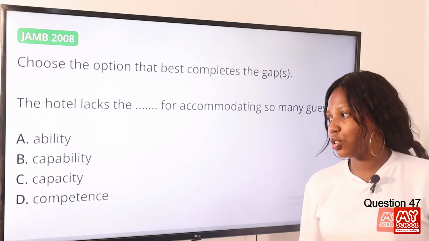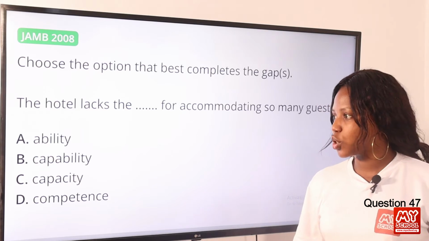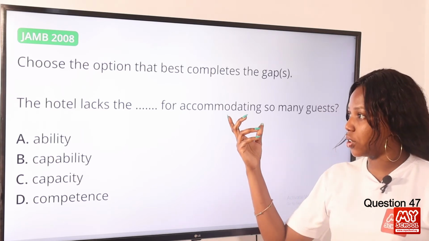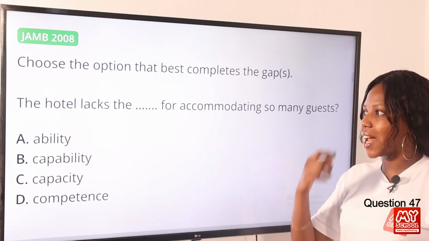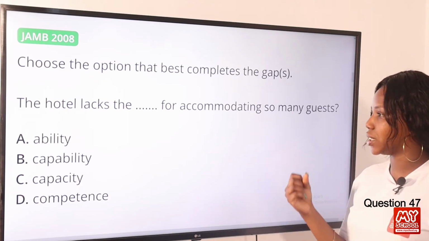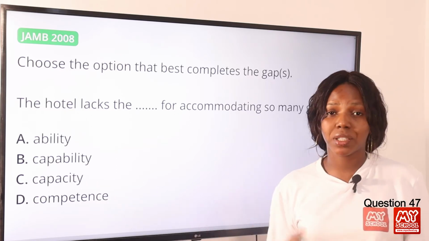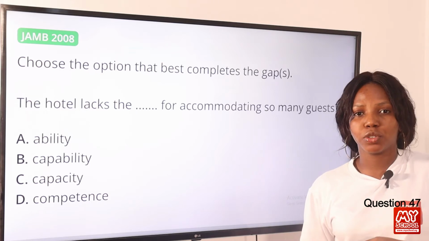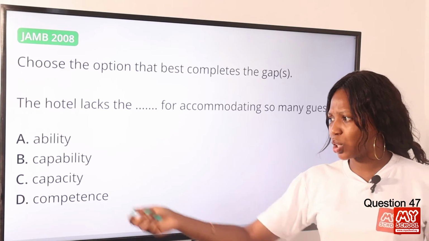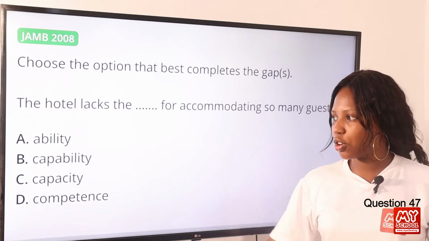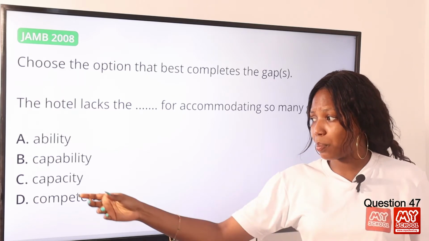Now, in this question, it goes beyond the word class because all of these are nouns. So what we do is we look at the context again. We go back to the context and try to find the answer. So the hotel lacks the dash for accommodating so many guests. So we are thinking of the word volume. Now, the answer to this question is capacity, because capacity has to do with the amount of something, the amount that something can contain. So that is volume. When we talk about capability, we are looking at ability. Competence and ability are all synonymous. So the answer to this question is capacity.